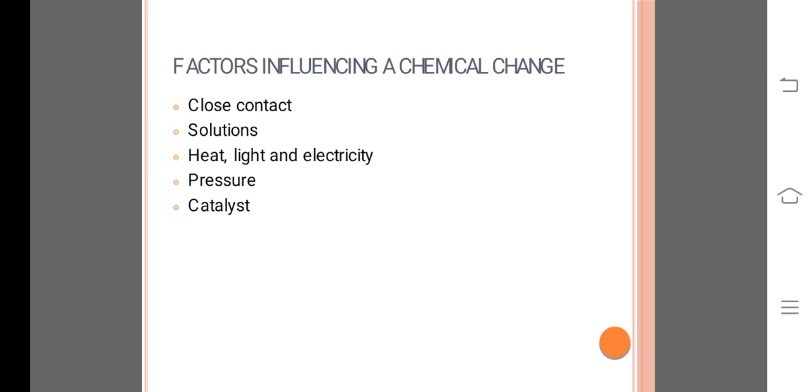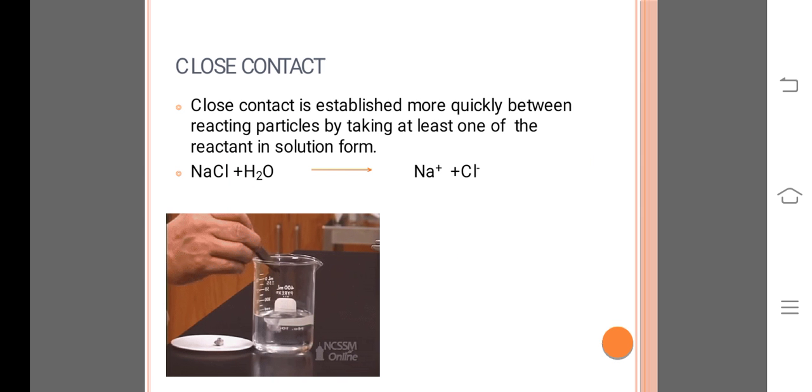Now, factors influencing the chemical change. Here are a few factors which influence the chemical change. These are close contact, solution, heat, light and electricity, pressure, catalyst. So these are the factors which influence the chemical change. We will study them one by one.